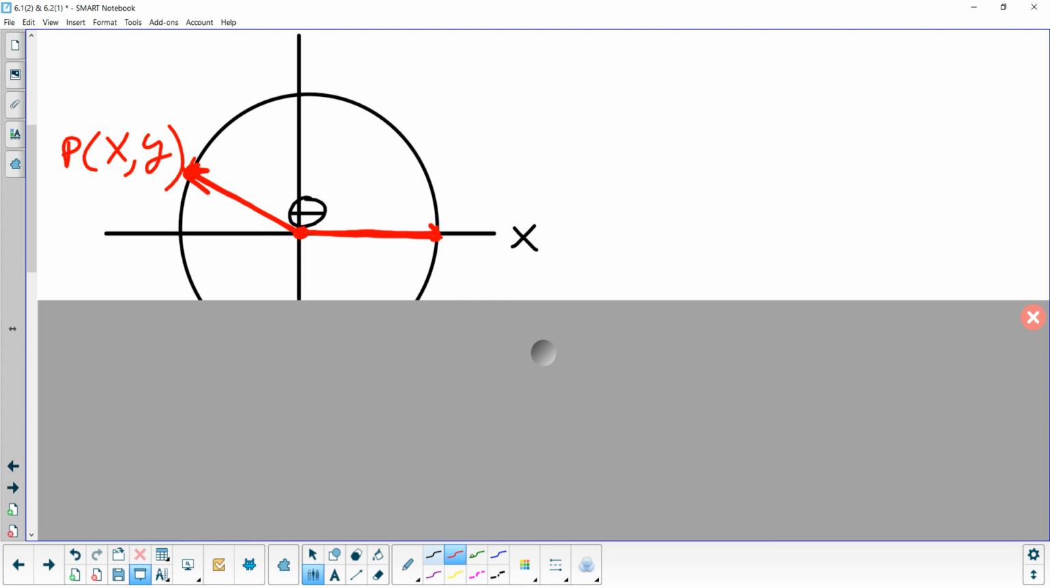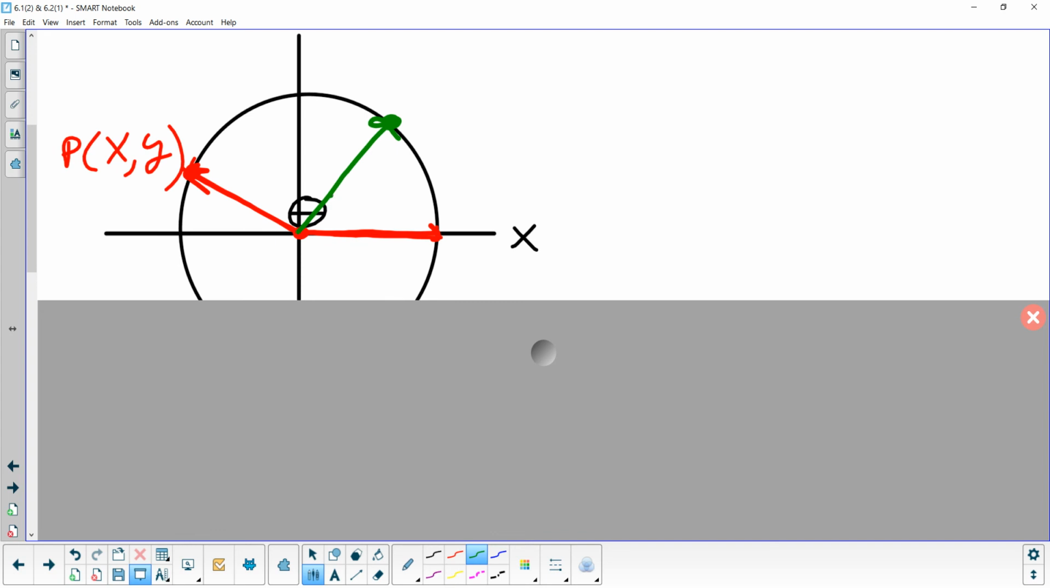Now, no matter where you draw the terminal side, it'll hit the circumference of the circle somewhere, and there is a location of that point. We can find it. It's a coordinate. That's the whole key of unit circle trig. That's the whole point of it. You have to be able to figure out a coordinate that corresponds to an angle.